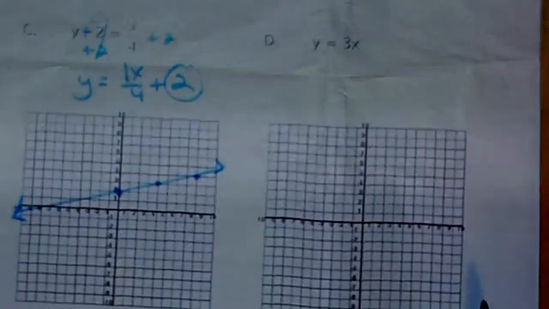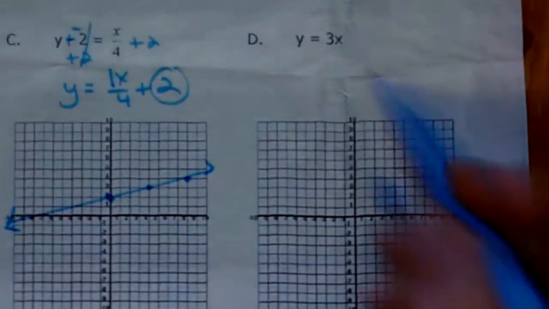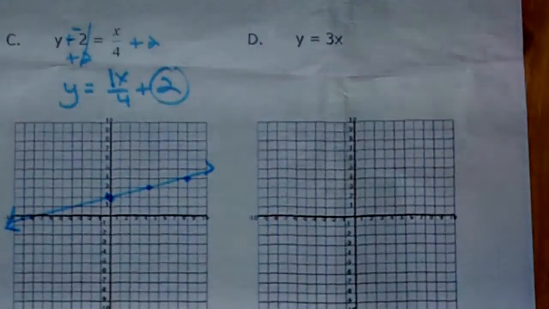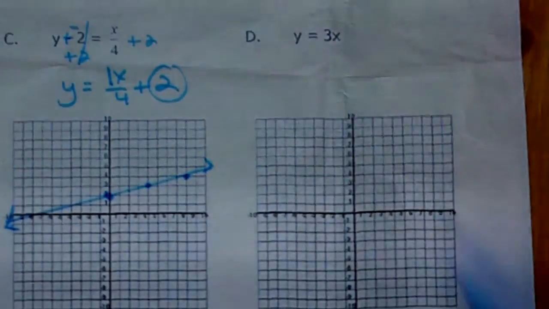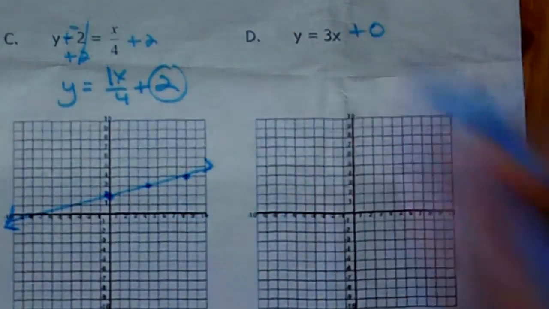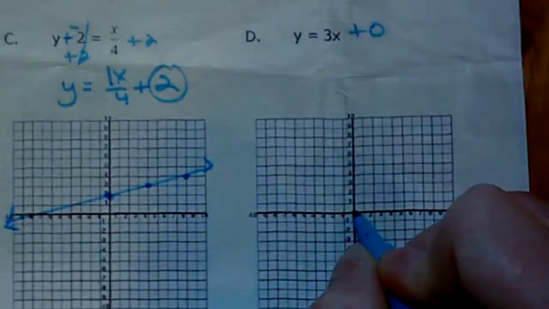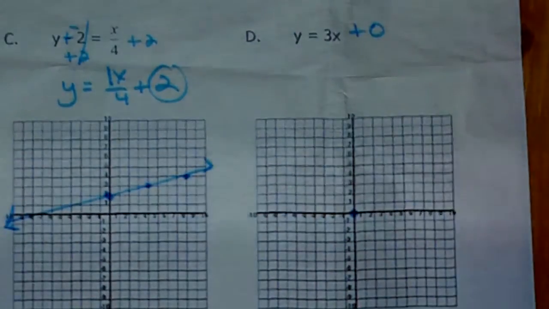Okay, look at letter D. It says y equals 3x. Okay, it's solved for y. You're supposed to place the y-intercept on the graph, but I don't see anything. So when there's nothing there, it really means there's nothing there. When you don't see a b, it's 0. This graph is going to cross the y-axis at 0, 0.